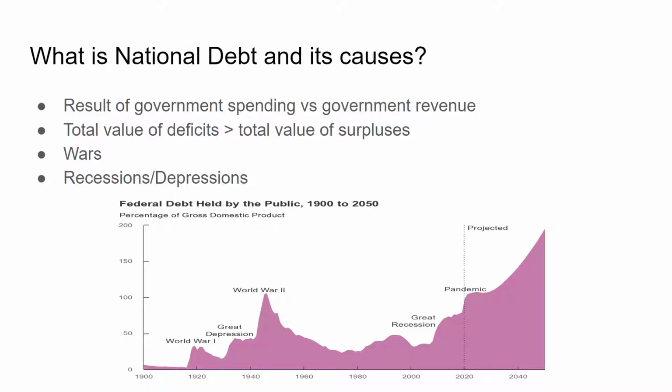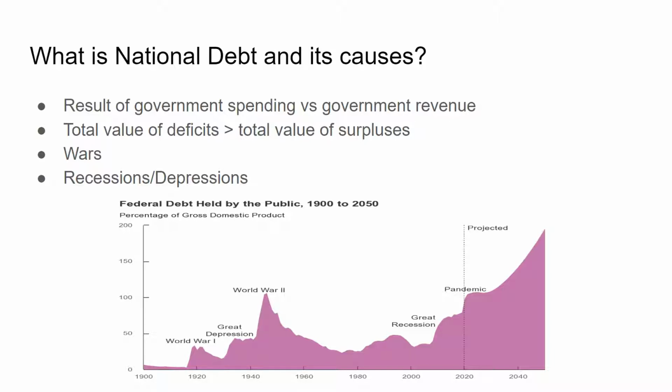What is the national debt and its causes? Every year, the government spends a certain amount of money and generates a certain amount of money in revenue from taxes. If the government spends more than it earns, then it is said to have a budget deficit for that year. And if the government generates more revenue than it spends, then it is said to have a budget surplus.